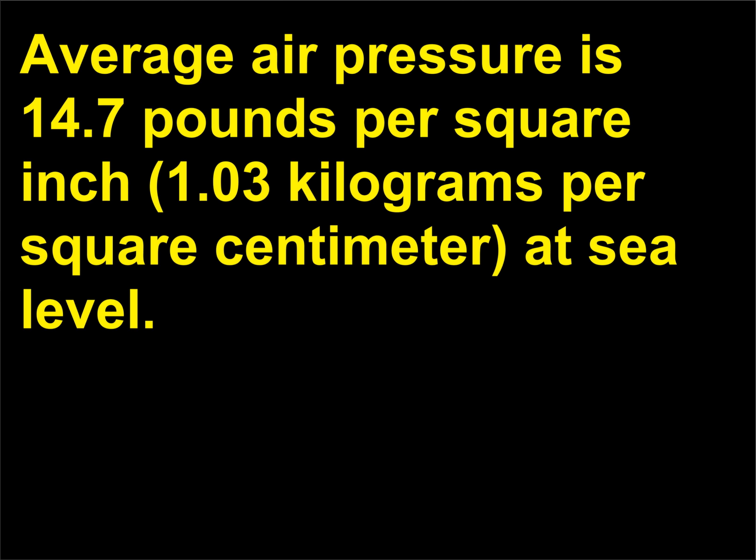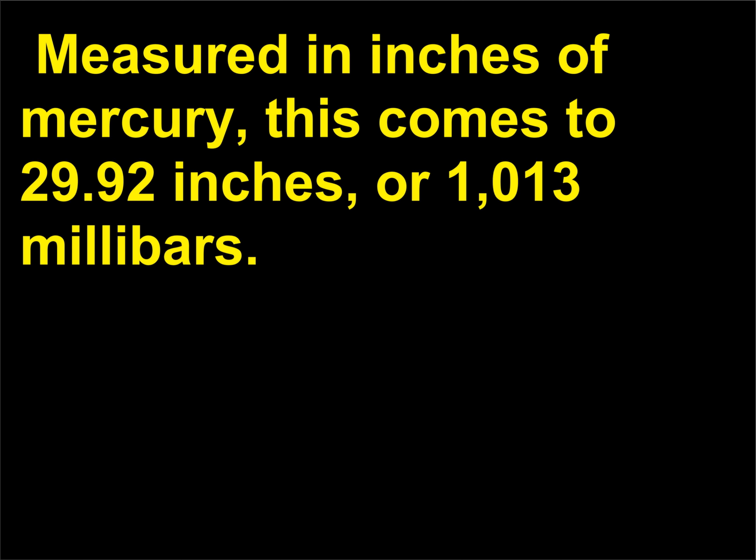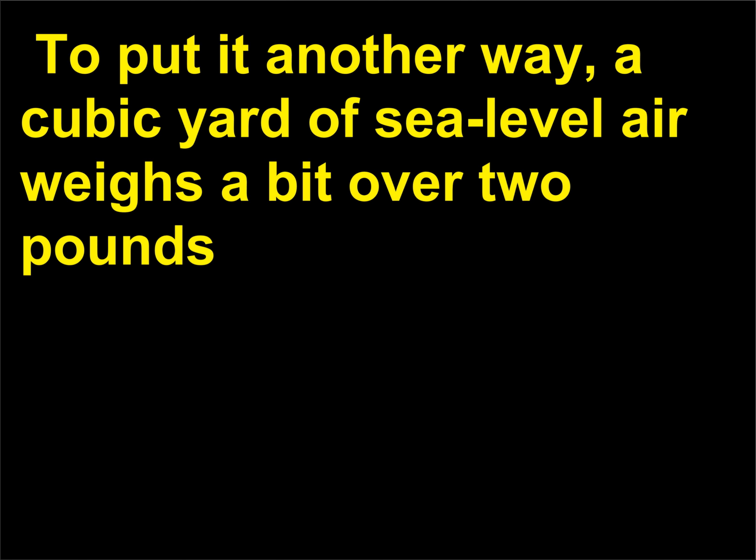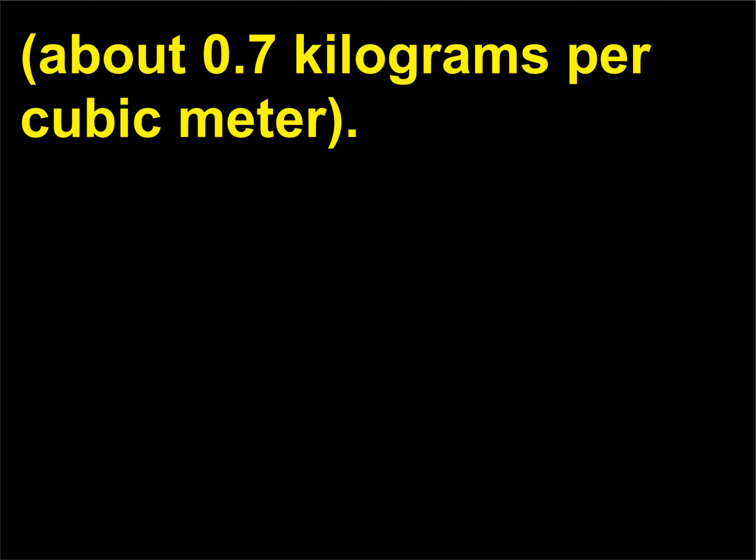Average air pressure is 14.7 pounds per square inch, 1.03 kilograms per square centimeter, at sea level. Measured in inches of mercury, this comes to 29.92 inches, or 1013 millibars. To put it another way, a cubic yard of sea level air weighs a bit over 2 pounds, about 0.7 kilograms per cubic meter.